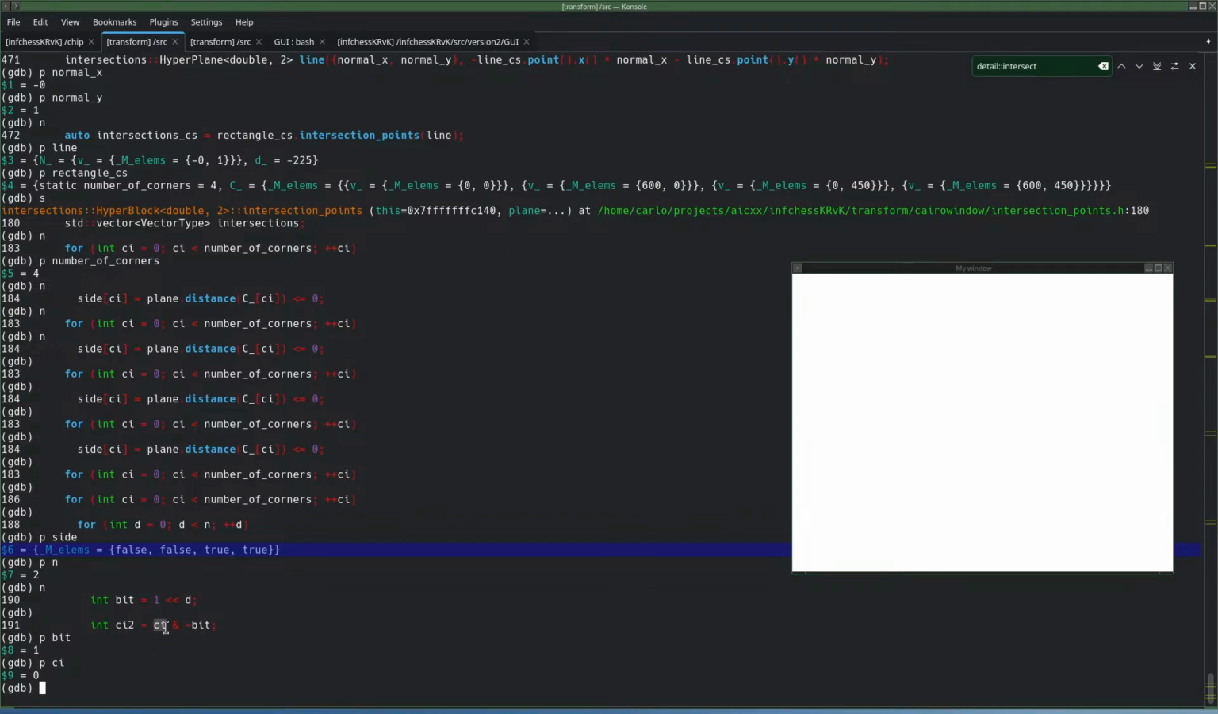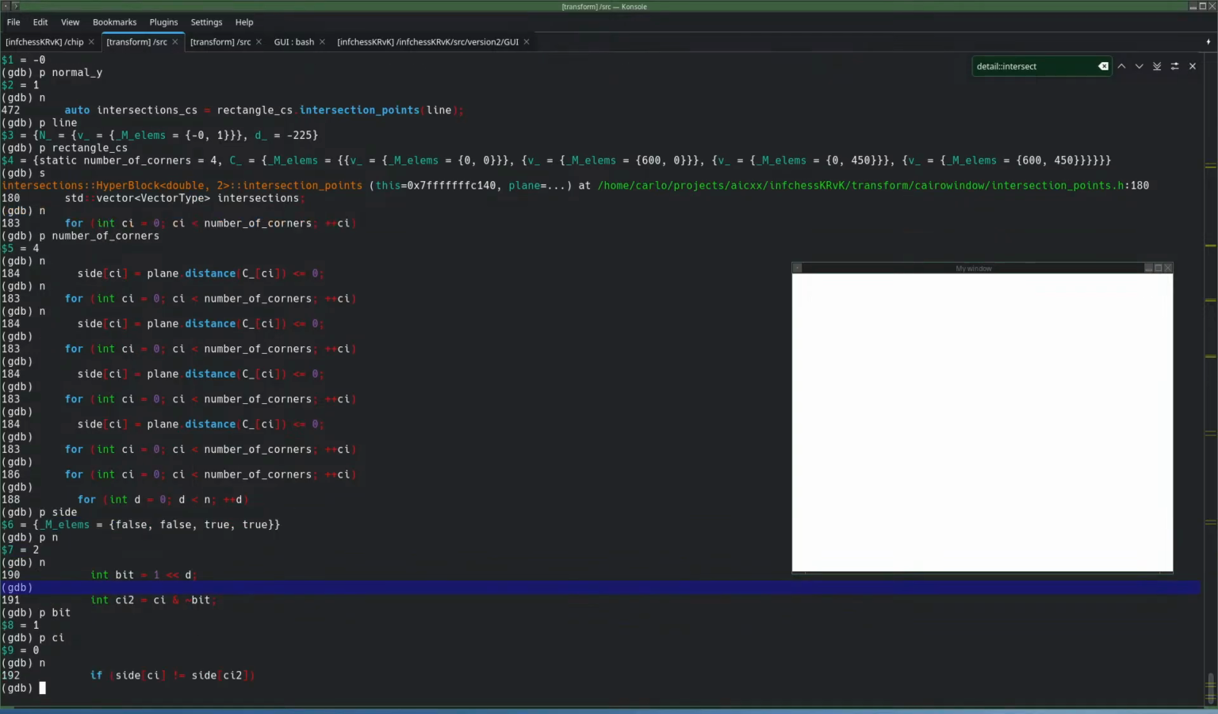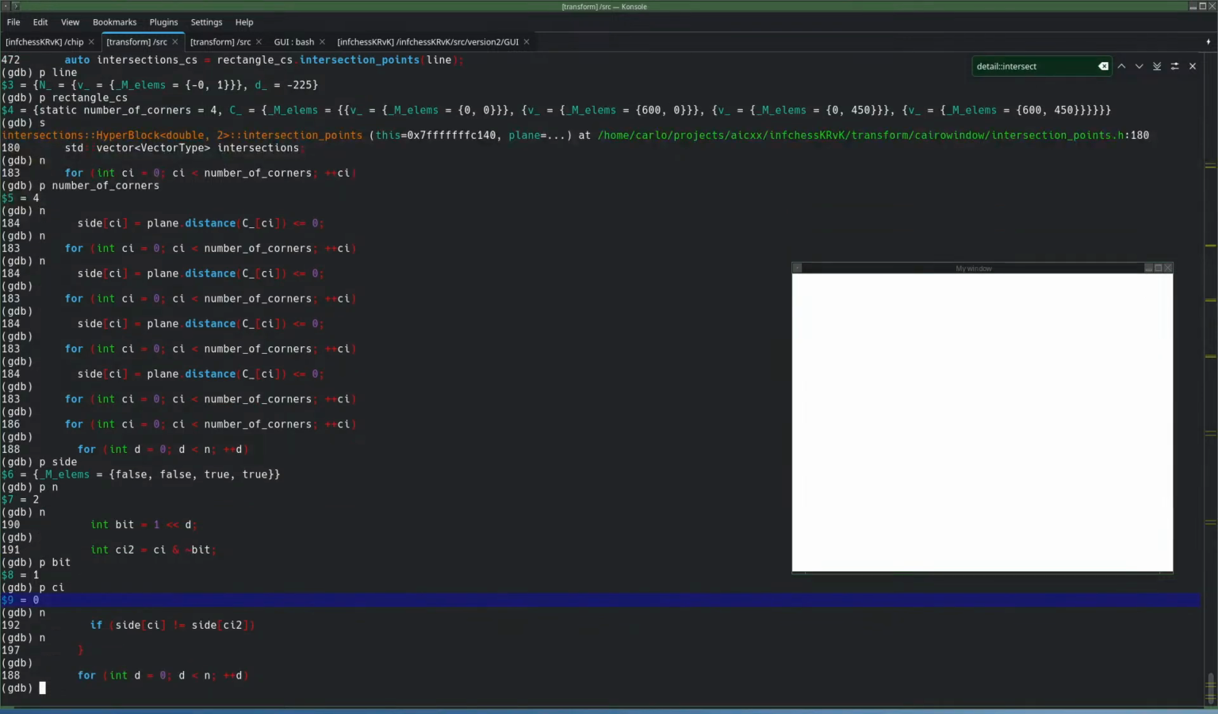So if CI is 0, then CI2 is going to be 0 all the time. Which means obviously that this side is never going to be unequal. So you never add anything actually that connects to this. What? Well, we do once we started with this one. Okay. Yeah. Okay. Well, that solved it. Quit.